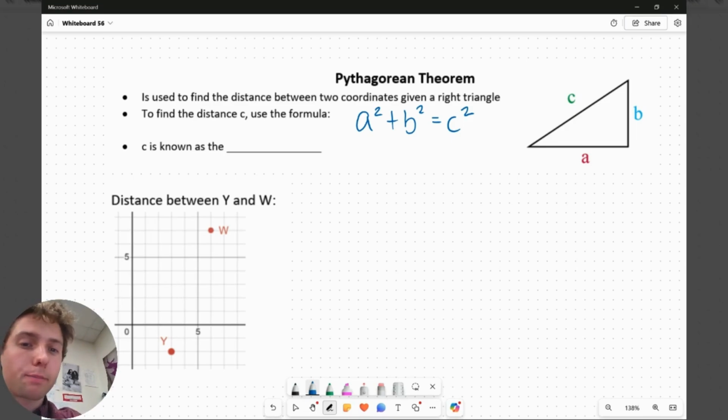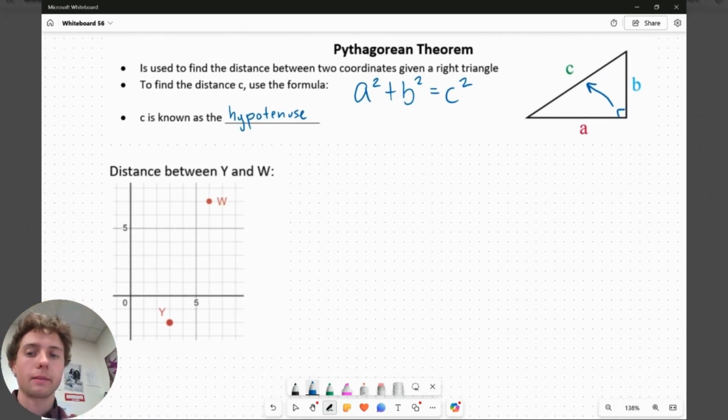Realize when we have Pythagorean theorem, right, this statement, we know that C is known as the hypotenuse. C is always the side that is directly across from the right angle. It is also always the longest side. So whenever we want to find the distance between two coordinates, whether you have a triangle or you have two spots on a graph, you can do that by making a right triangle.